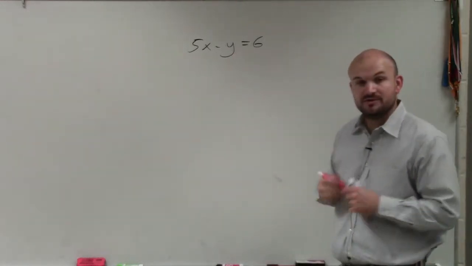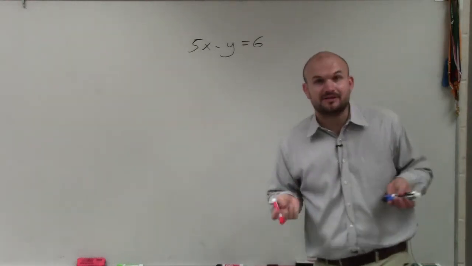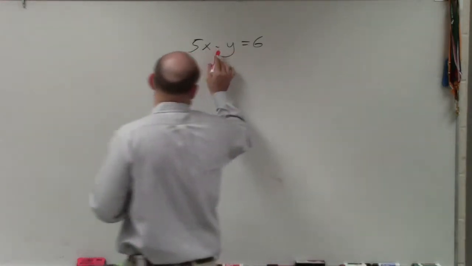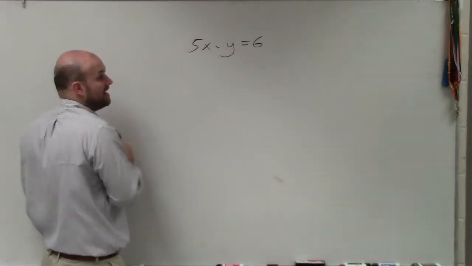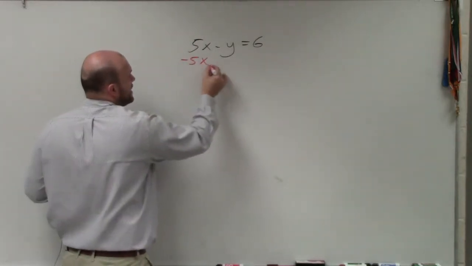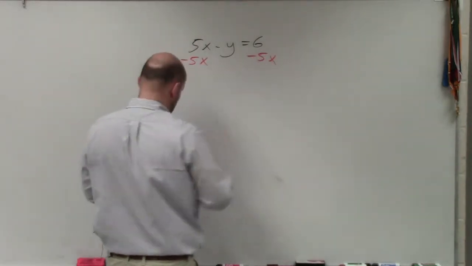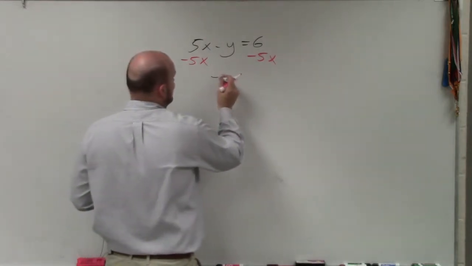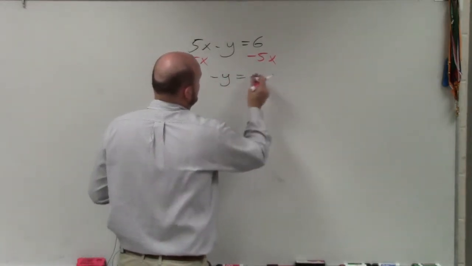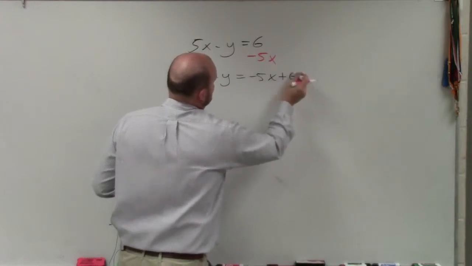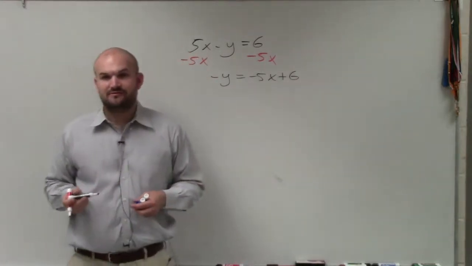So all I'm simply going to do is undo everything that's happening to my y. So you can see my y is being added by a 5x. So I am going to subtract a 5x. Therefore, that's going to leave me with a negative y equals negative 5x plus 6. Does everybody follow me?